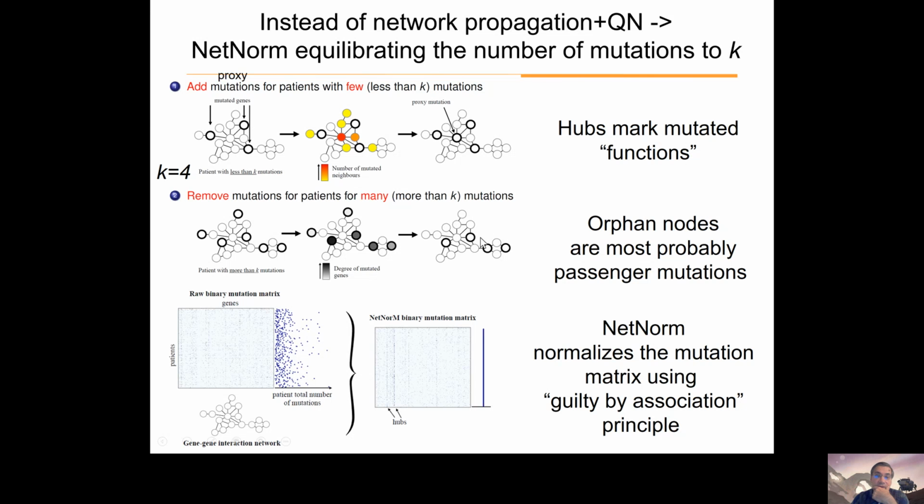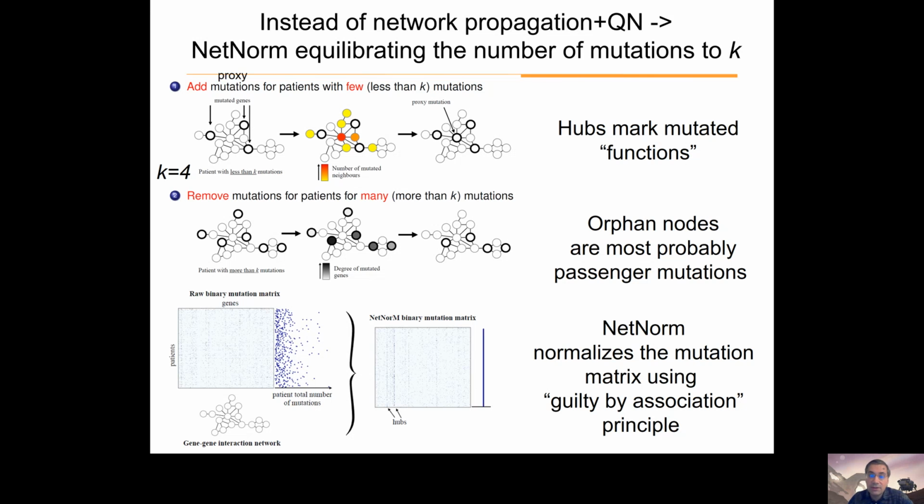The reasoning here is that if we observe a mutation on a gene which is very loosely connected to the rest of the network, probably the mutation in this gene doesn't affect the functioning of many other genes, and probably it's a so-called passenger mutation, which is a mutation that happened by random chance and doesn't contribute to the dysfunction of a biological cell.